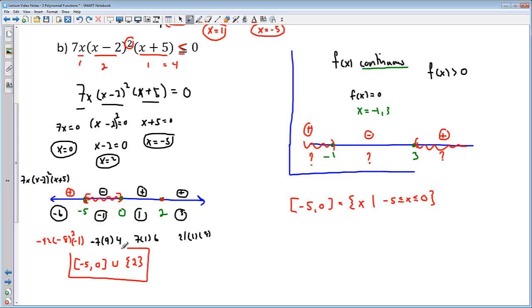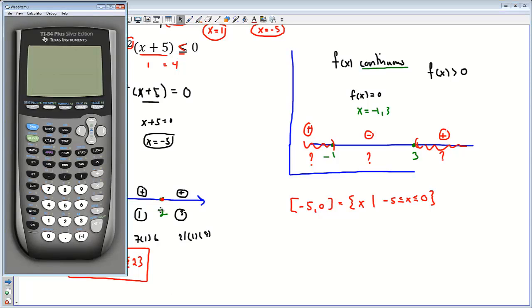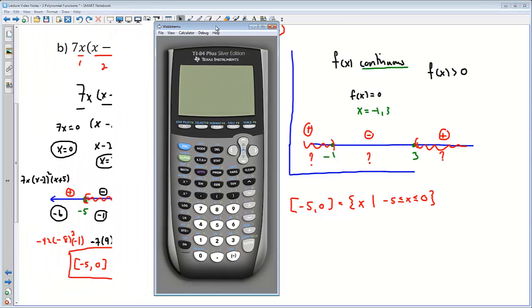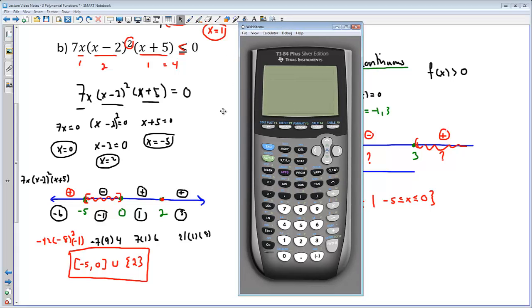Now, what's nice about these problems is, you do have to show your work, but you can always check your work. We can check our work simply by graphing it on a graphing calculator to see if it actually is right. So on here, I'm going to turn this on, and I'm going to hit y equals, and I can graph this thing. So I can think about this, instead of an inequality, just like a function. So 7x, oops, let's go to y equals, and hit 7x, and then left parenthesis, x minus 2, and then square it, and then left parenthesis, x plus 5.